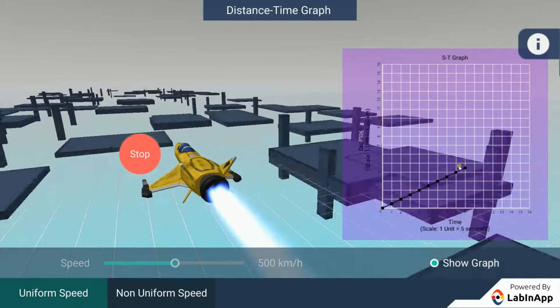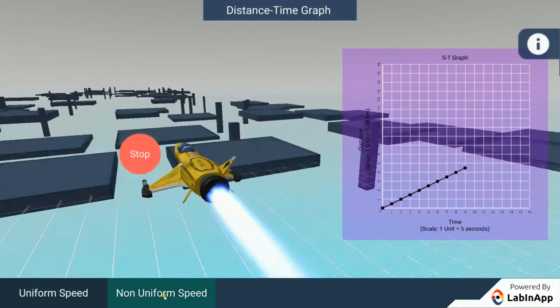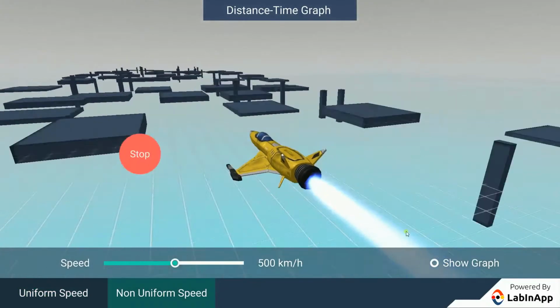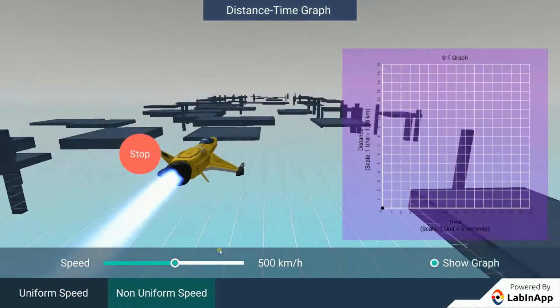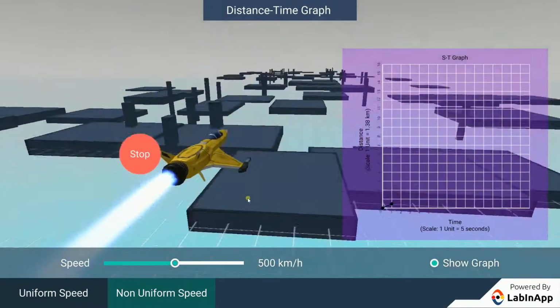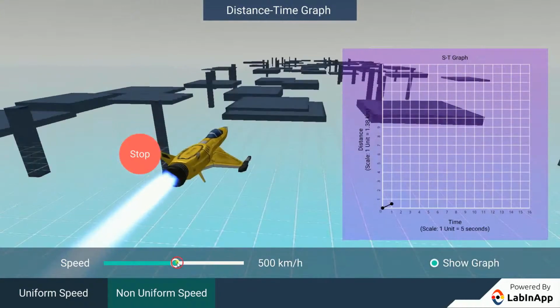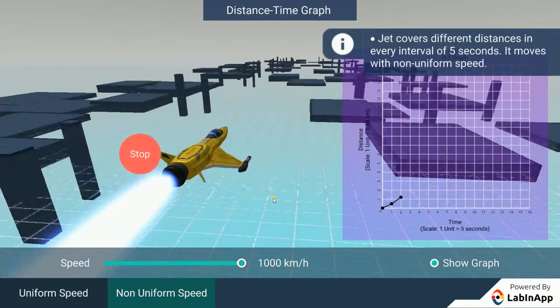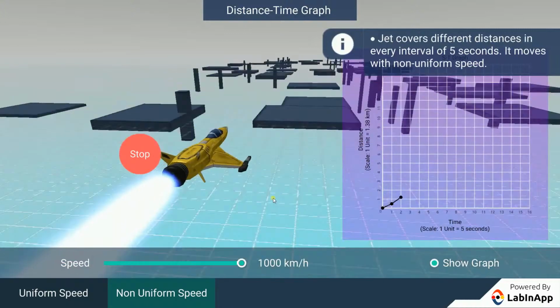Now, start up the jet again and vary the speed gradually. In this case, the object does not cover equal distances in equal intervals of time. It moves with non-uniform speed. The graph for non-uniform speed is not a single straight line.